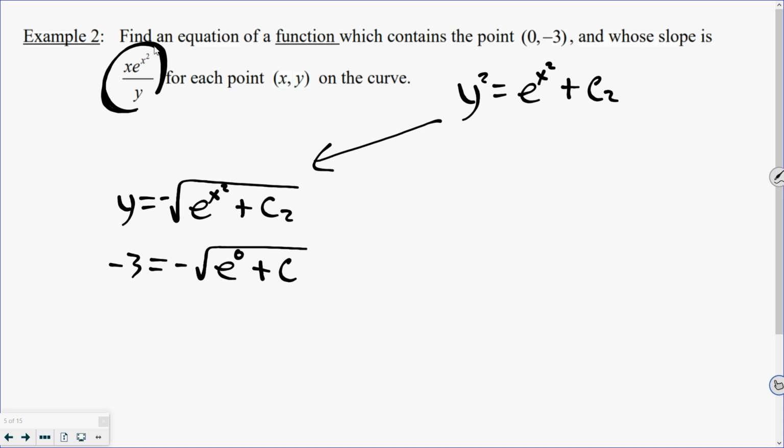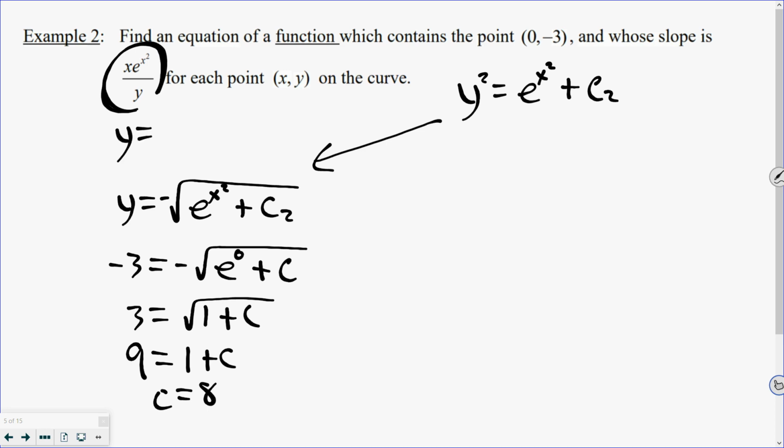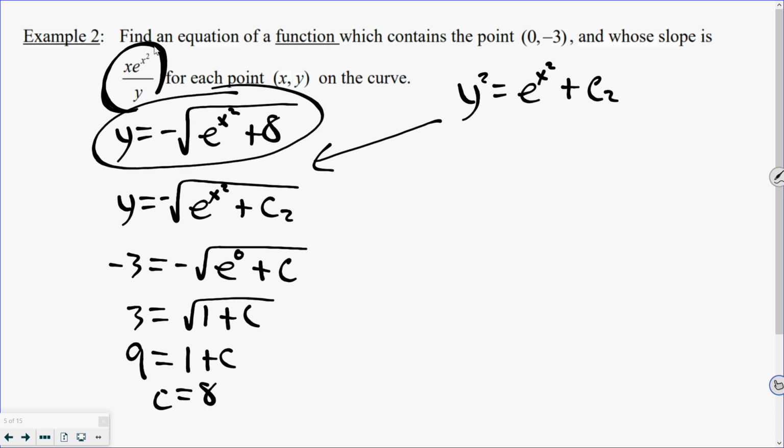e to the 0 is 1, and I could divide both sides by -1. So I'd get 3 equals the square root of 1 plus c. Square both sides. This side would be 9. That would be 1 plus c, now minus the 1 over. So c is equal to 8. So my particular solution is y equals the negative square root of e to the x squared plus 8. And there's my particular solution. So that's one way to find c.